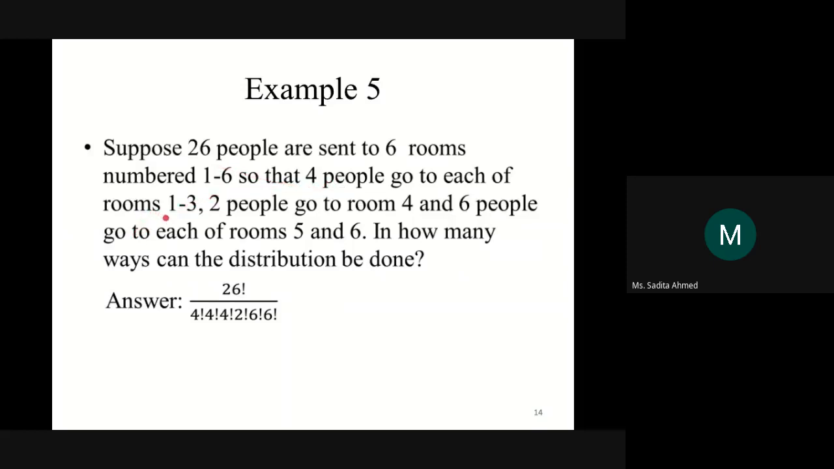Okay. So n1, n2, n3 is what? n1 is equal to 4, n2 is equal to 4, n3 is also equal to 4. All right. And then 2 people sent into room 4. So 2 of these 26 objects are placed in box 4, right? So what is n4, guys?